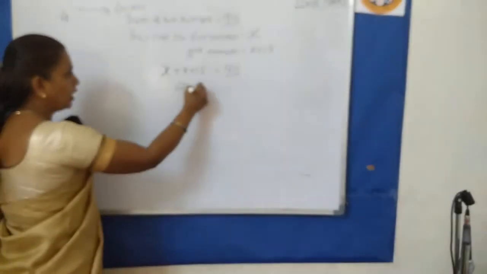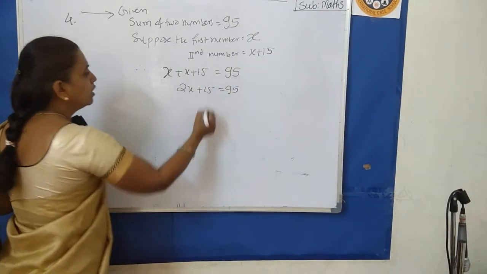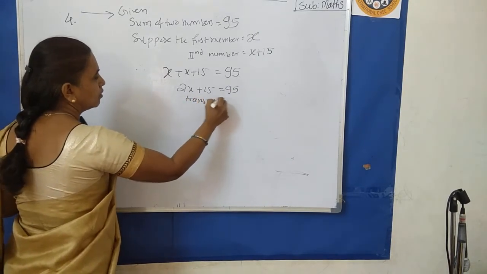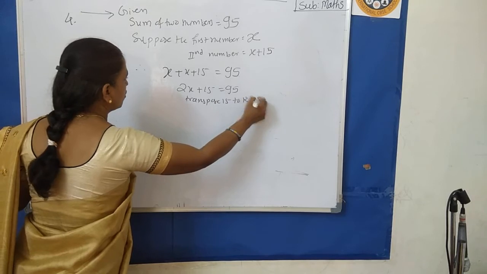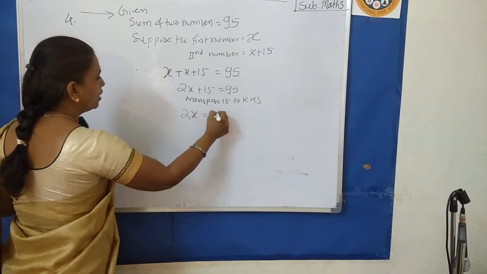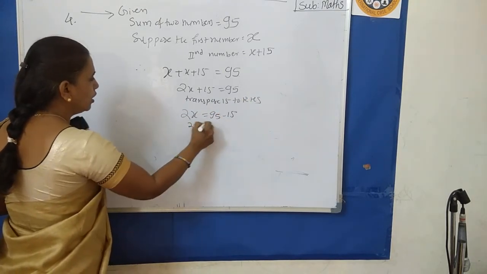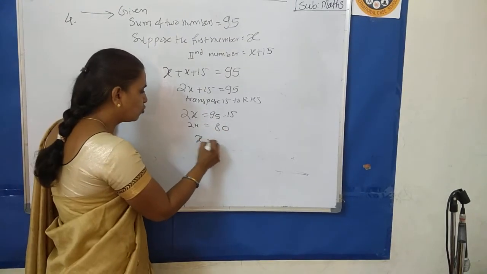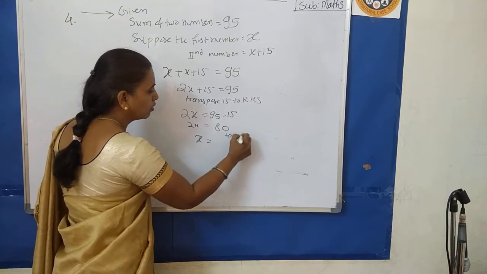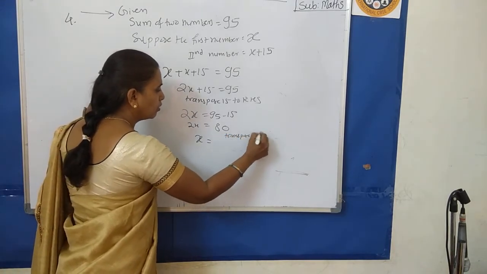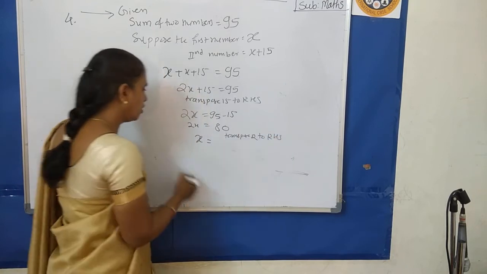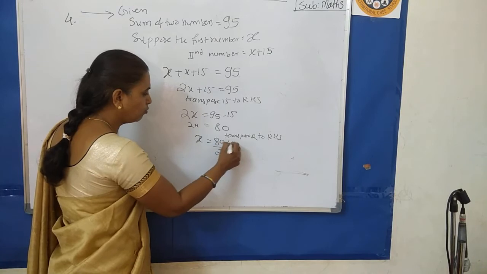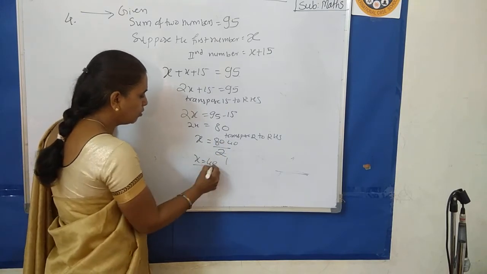x plus x, 2x plus 15 is equal to 95. Now transpose this 15 towards the right. 15 to RHS. How can we write? 2x is equal to 95 minus 15. 2x is equal to 80. And now transpose this 2 to RHS. How can we transpose? x is equal to 80 upon 2. 2 1s are 2, 2 4s are 8, that is equal to 40. x is equal to 40.